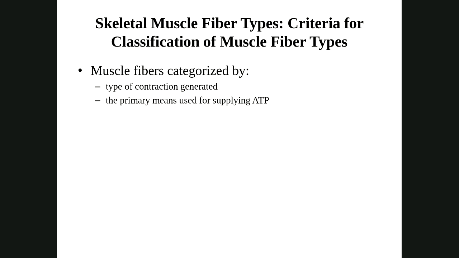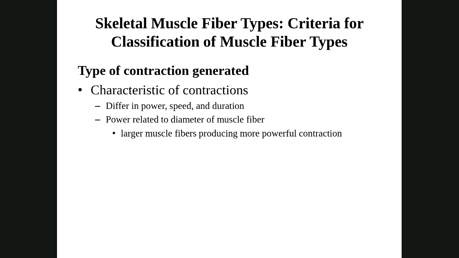Now, let's talk about how we can categorize muscle fibers. We've got different ways that we can categorize muscle fibers. Here we can talk about the contraction that they make, the type of contraction. Does it produce movement? Does it not produce movement? And then we can also talk about how it's getting its energy. Now, I really want to focus on more of the contraction generated and the different types of fibers that make these contractions.